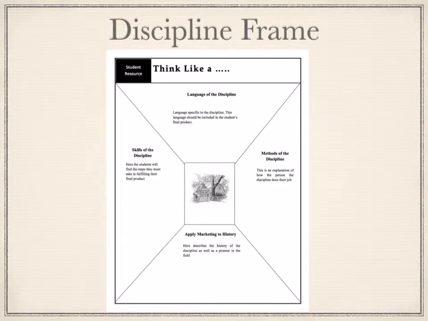The right section is the methods of the discipline. Here the teacher creates an explanation of how the person in the discipline does their job. At the bottom is the applying the discipline to history. This section describes the history of the discipline as well as one or maybe two pioneers in the field, so that way the students can get a sense of somebody important and its historical context. Finally, on the left side, in the skills of the discipline, students will find the steps they must take in fulfilling their final product. They will use the three sections in order to get this done.